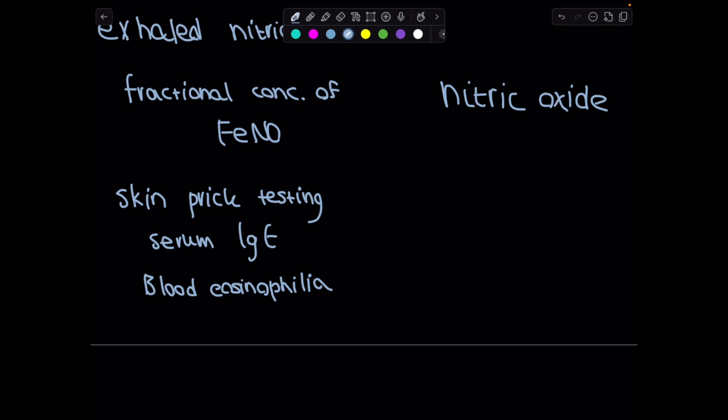Sure. Let's go over it again clearly. High nitric oxide in your breath shows airway inflammation because immune cells, like eosinophils, release it as they cause inflammation in asthma. Why do they release it?